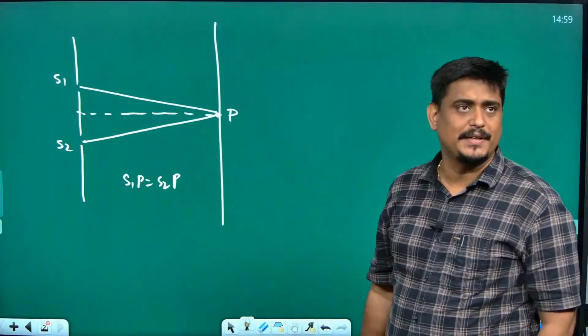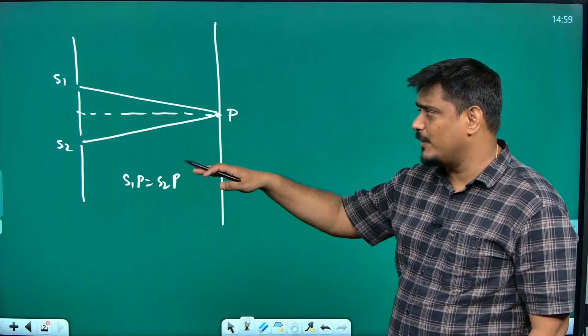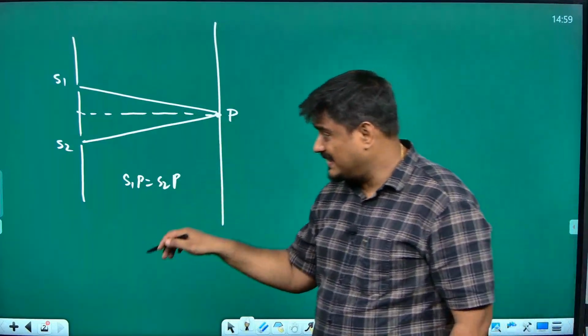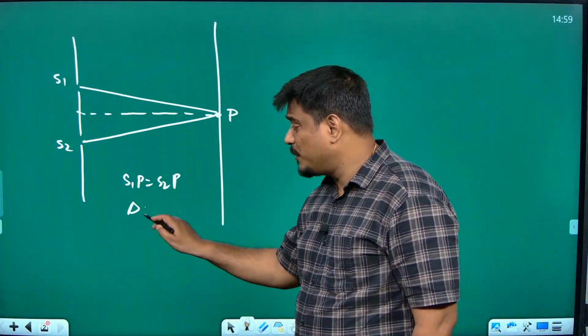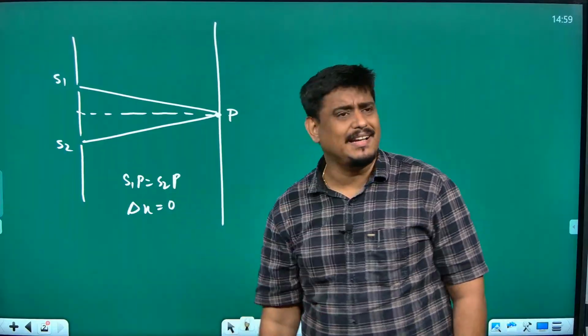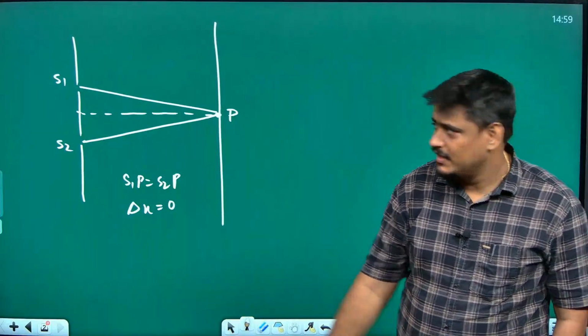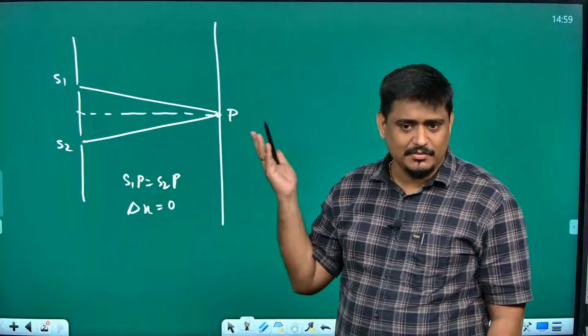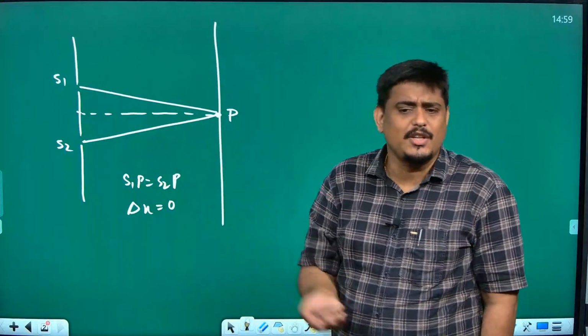Visible to you by geometry? If S1P is equal to S2P, then delta x should be 0. What is the meaning of delta x? Path difference. Both are the same. S2P minus S1P will be 0.